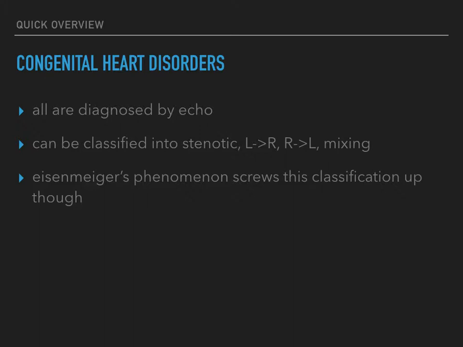So just a quick overview of congenital heart disorders. All are obviously diagnosed by echo. One way of classifying them is into stenotic lesions, left to right, right to left, and mixing. But there's something called the Eisenmenger phenomenon, which basically screws this classification up.